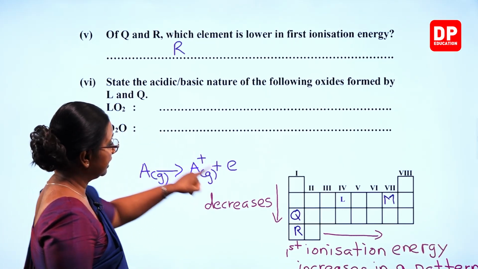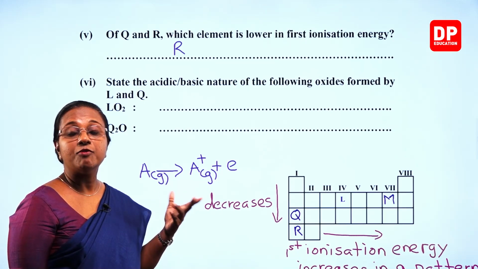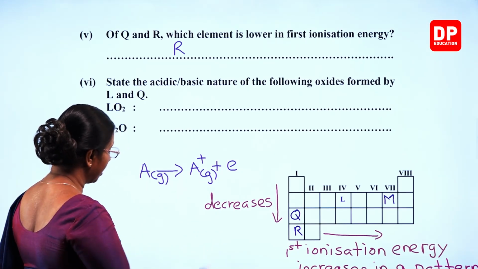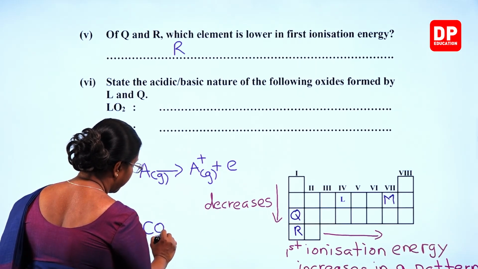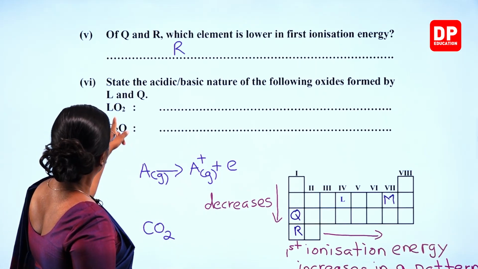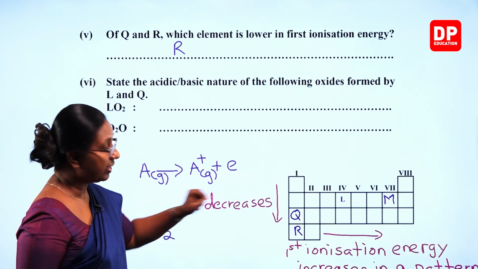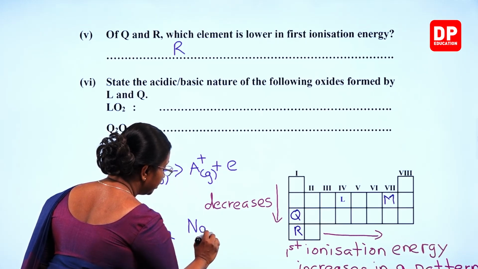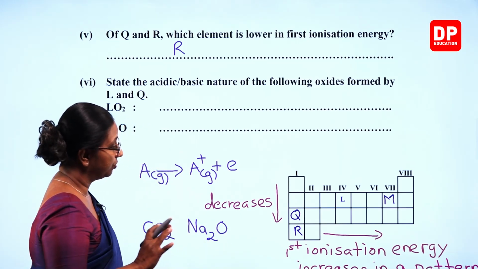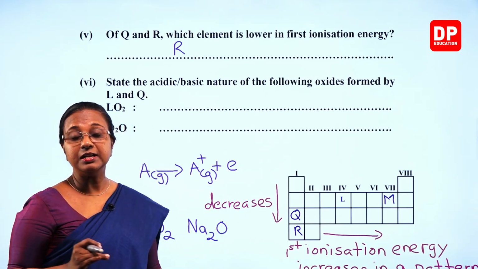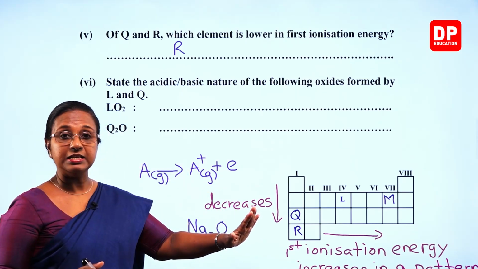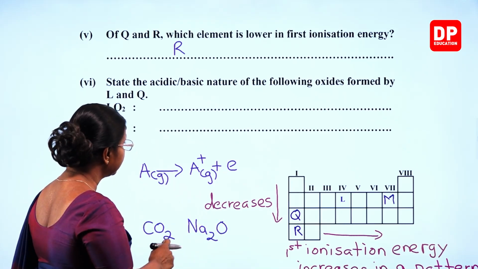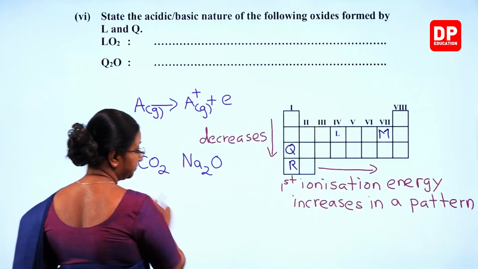Now L is group 4. We have already identified it as carbon. So that is carbon dioxide. So you all know, students, carbon dioxide. And Q, we know it is sodium. So sodium, Na2O. And you all know, across the period, again from left to right, the metals form basic oxide. So metals, basic oxide.